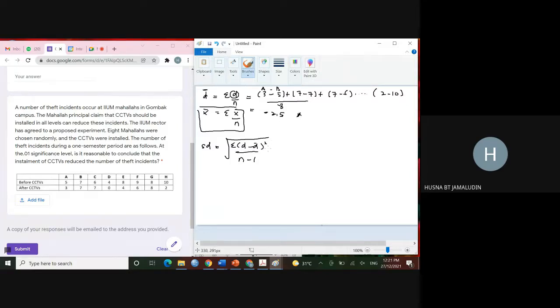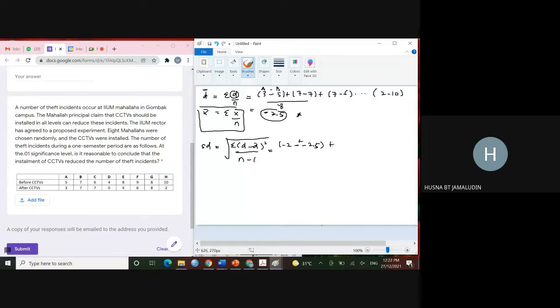So how to compute it? You have to look at the d, the difference. What is the difference for the first one? 3 minus 5. What will you get? Negative 2, right? You will have negative because we are talking about the reduction after the installation of CCTV. So d, which is negative 2, minus d bar. Your d bar is already negative 2.5. So minus negative 2.5, it will be positive: negative 2 plus 2.5, if you want to make your life easy in the calculator.